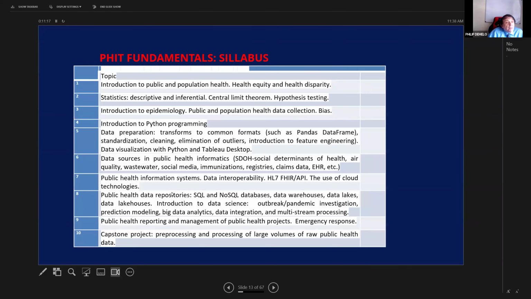Now, regarding the syllabus for working professionals, we had the introduction to public and population health, health equity, health disparity, statistics. We taught them descriptive and inferential statistics. Then we had central limit theorem used for data collection, hypothesis testing, introduction to epidemiology, public population health collection, bias, introduction to Python programming, then data preparation.